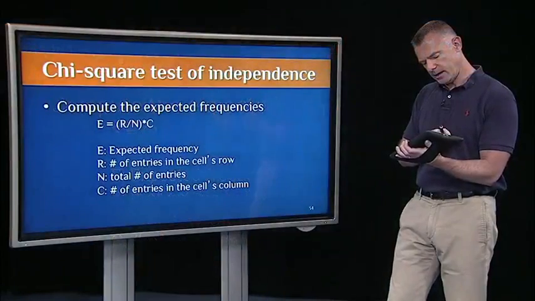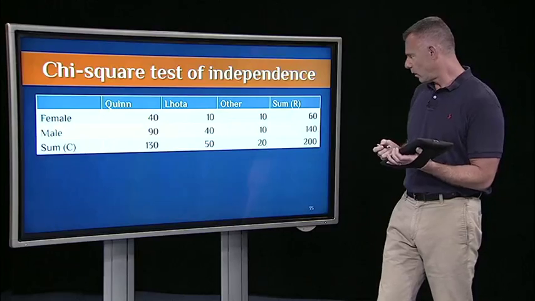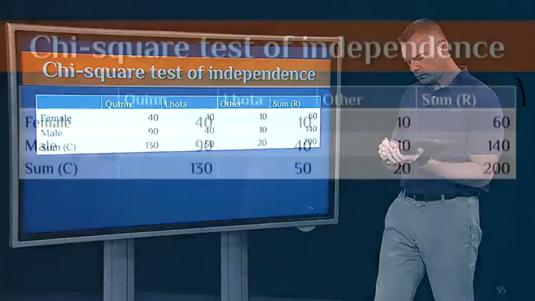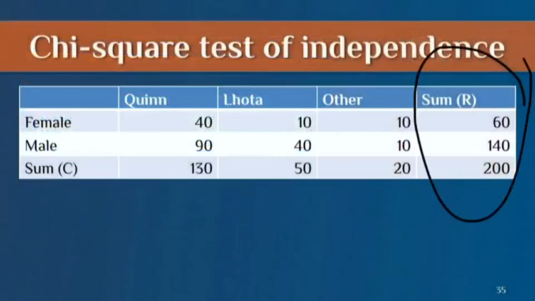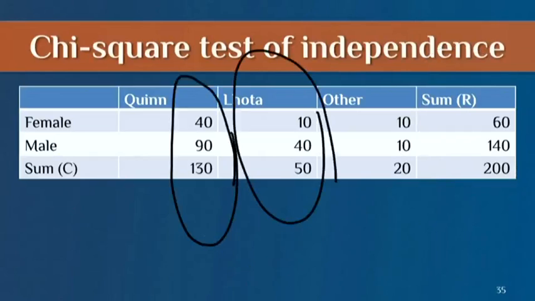Now let's look at that in the table. So our row totals are here. There's 60 females total, 140 males total, and our column totals are 130, 50, and 20.